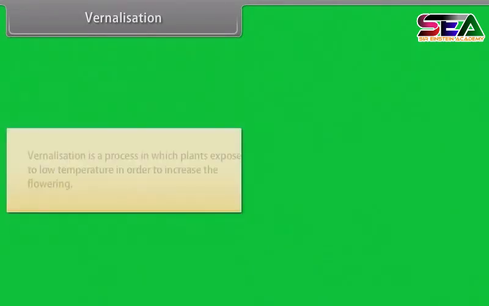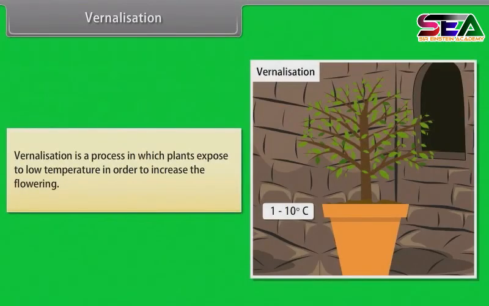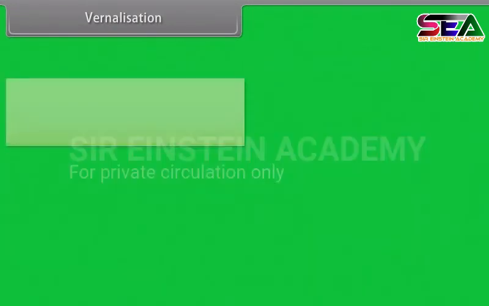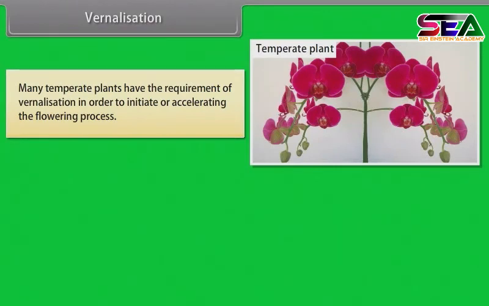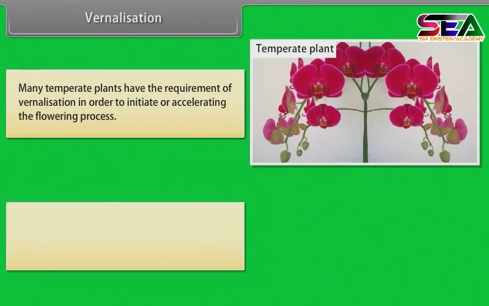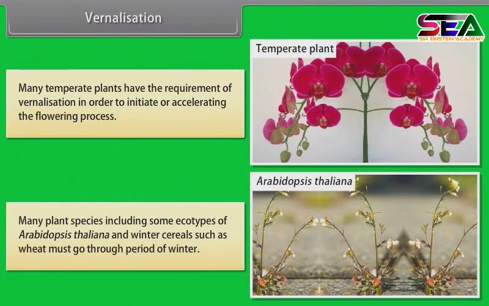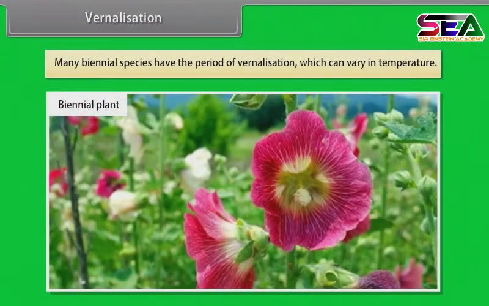Vernalisation. Vernalisation is a process in which plants are exposed to low temperature in order to increase flowering. Many temperate plants have the requirement of vernalisation in order to initiate or accelerate the flowering process. Many plant species, including some ecotypes of Arabidopsis thaliana, and winter cereals such as wheat, must go through a period of winter. Many biennial species have a period of vernalisation, which can vary in temperature.